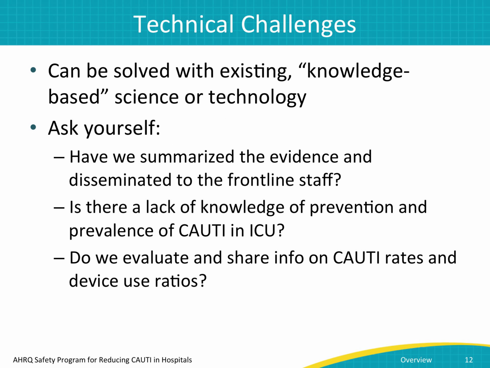In some instances, resistance to changing catheter use practices comes from the belief that there's no real reason to change them. However, you can challenge that by using evidence-based guidelines. But how do you know if this is an issue? To determine if staff lack a deeper understanding of the impact of CAUTI, ask yourself, has your facility summarized the evidence and disseminated it to the frontline staff? Is there a lack of knowledge of prevention and prevalence of CAUTI in ICU? Does your facility evaluate and share information on CAUTI rates and device use ratios? As you would imagine, staff want to provide the best care possible for their patients, so sharing science-based information will help them understand the importance of appropriate urinary catheter usage.